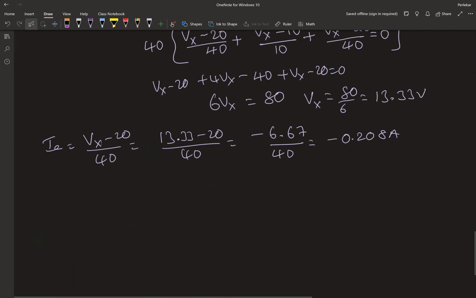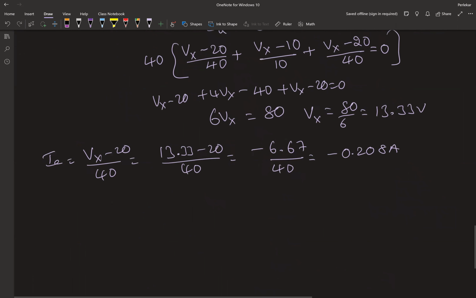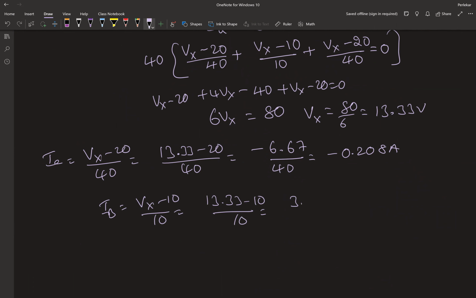Now IB equals Vx minus 10 over 10. So 13.33 minus 10 over 10, so 3.33 over 10.